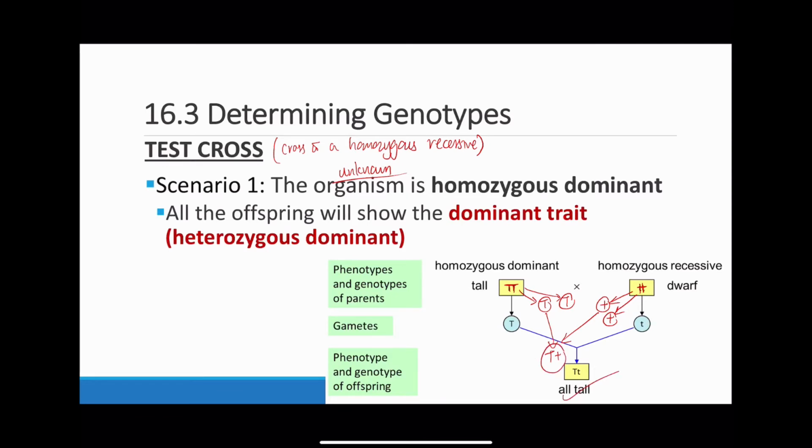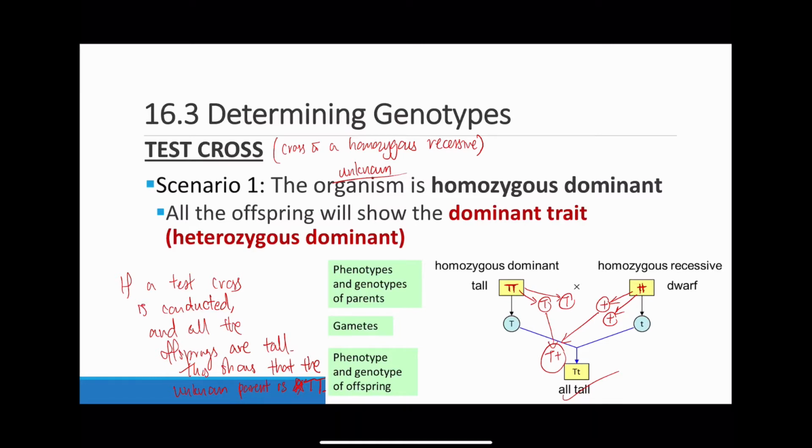Now this is how we determine what exactly the original organism is. So what I'm trying to say is that if today you conduct a test cross, and all the offspring are tall in this case, it shows that the unknown parent is homozygous dominant. Why? Because in a test cross, I always purposely use a homozygous recessive one to cross with the unknown organism, and therefore I can work it out in this manner.